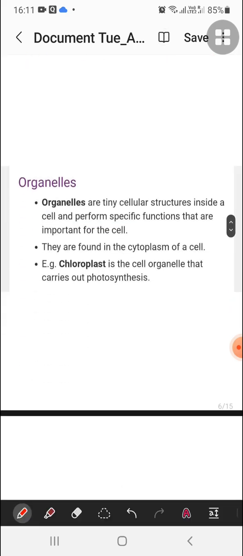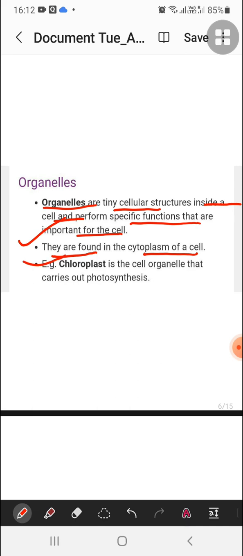Next, organelles. What are organelles? Organelles are tiny cellular structures inside a cell that perform specific functions that are important for the cell. They are found in the cytoplasm of a cell. An example of organelles is the chloroplast, the cell organelle that carries out photosynthesis.